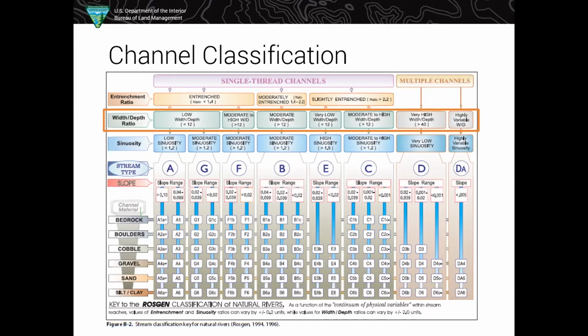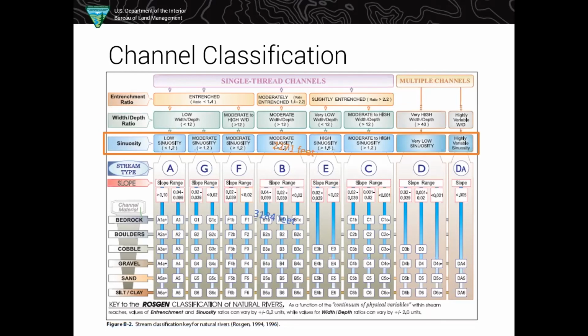I also think it's important to note, and you'll see it at the bottom of this slide, it talks about a continuum of physical variables, and it allows that for entrenchment and sinuosity, you can vary your units by 0.2 plus or minus, and then for width to depth ratio, it can vary by plus or minus 2. So it could be anywhere from 10 to 14, for example, instead of just thinking about it as 12. That allows for acknowledgement that there's situations where channels are transitioning. There's a continuum. These aren't fixed. Oftentimes you will find channel types that aren't cookie cutter and fit into these bins. There is some flexibility built into this classification.